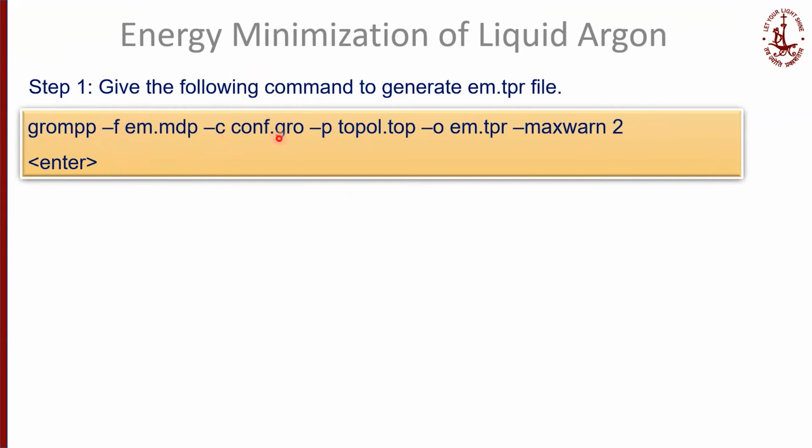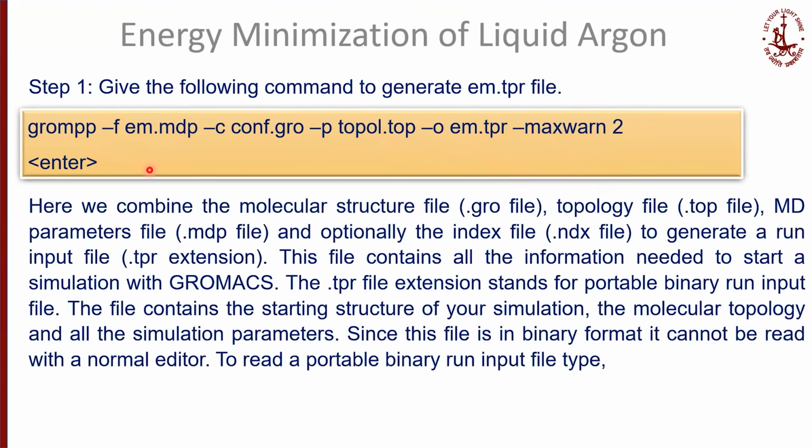Then you need your structure file. So -c conf.gro. -c is the flag for the GRO file. -p is the flag for the topology file. Then -o. -o always stands for output. So -o em.tpr. First you will generate a TPR file. Then -maxwarn 2. That is, it will ignore 2 warnings maximum. You can give it or not, it doesn't matter. Then if you press enter, you will get a file named em.tpr.